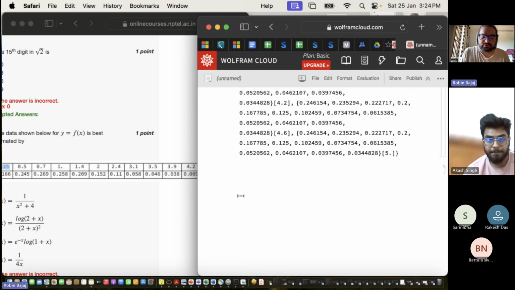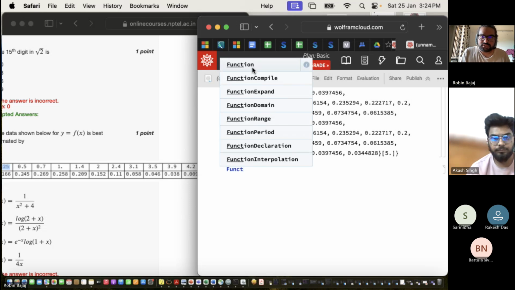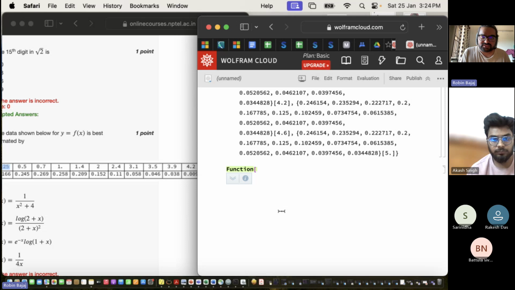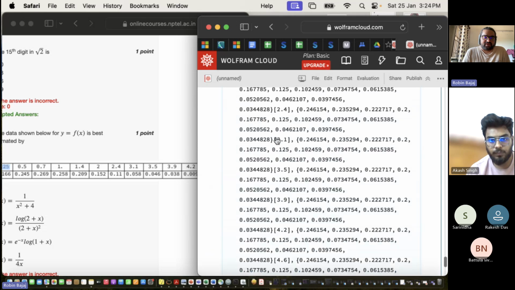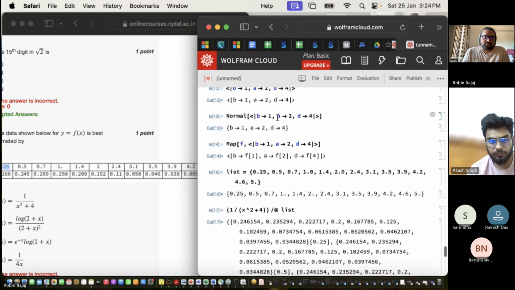For example, I use the Function command, for the simple case first, x, comma, 2 times x. Let's take the double of this and apply it on the list. So see, with the Function command, you define the function and apply it on the list. What did it give? It gave me double of everything, whatever list I gave. Is it clear?